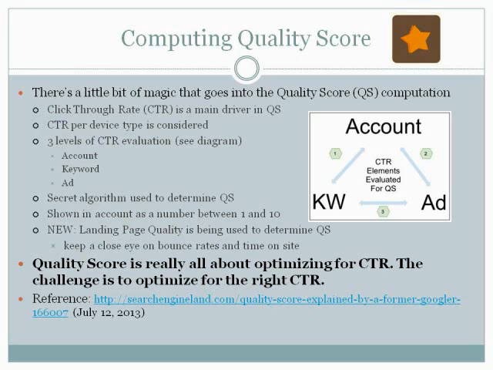In recent information, it's been shared that the landing page quality is also used to determine this quality score. If you keep a close eye on your bounce rates and the time on site, it might help you to determine how good your landing page is. So getting a high quality score is really about optimizing for the click-through rate. And so there's your challenge, to get that great magical click-through rate.